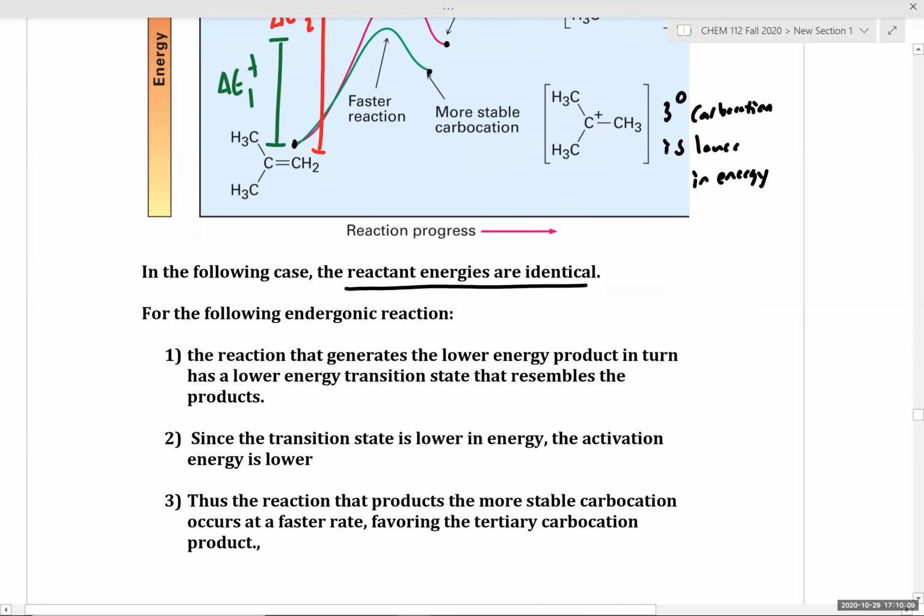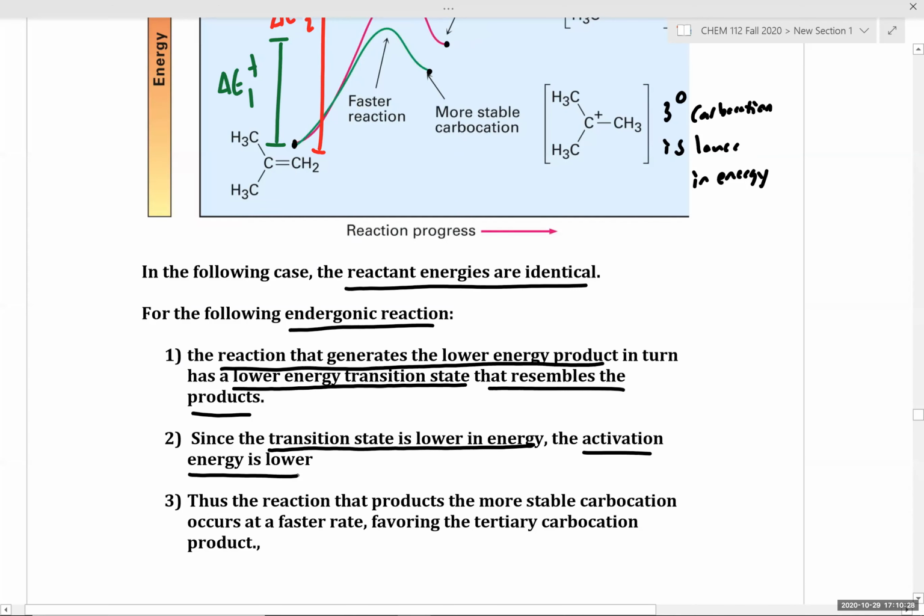So in turn then, for this endergonic reaction, the reaction that generates the lower energy product will have a lower energy transition state that resembles those products. And since the transition state is lower in energy, the activation energy would be lower. Thus, for an endergonic reaction, in this case, the reaction that produces the more stable carbocation occurs at a faster rate, favoring the tertiary carbocation product.